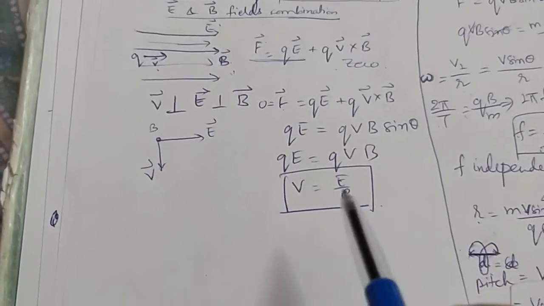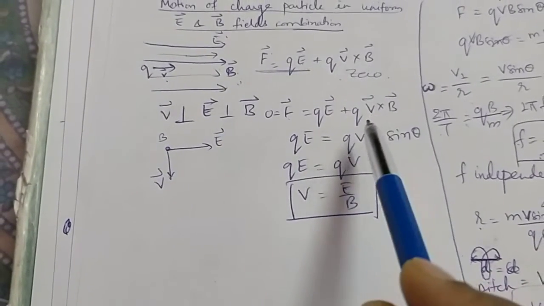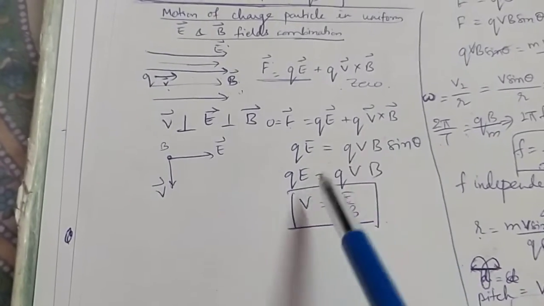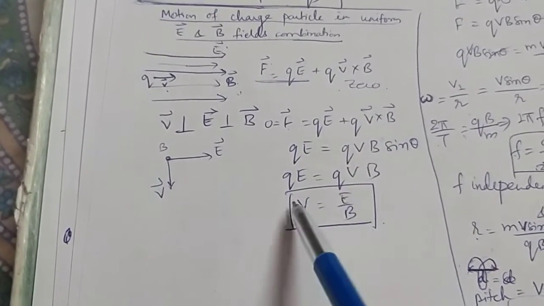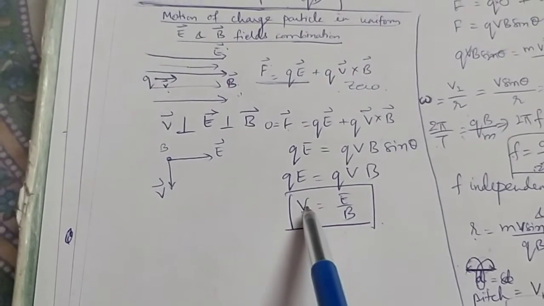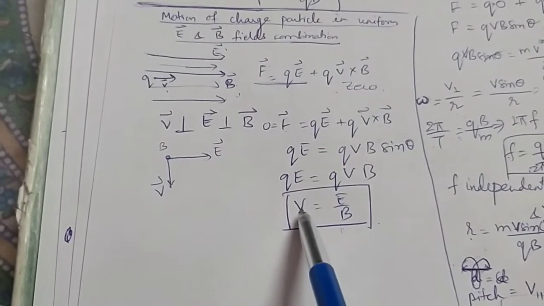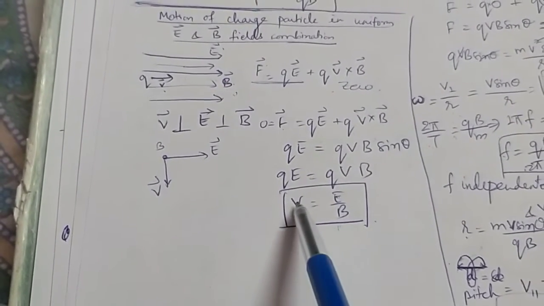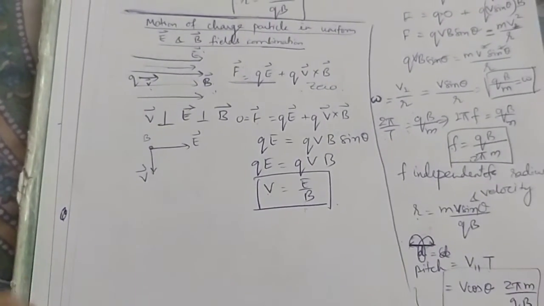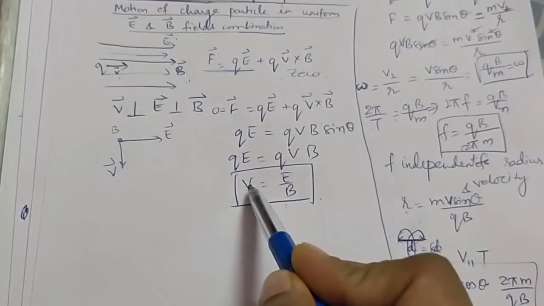So if you have the electric field and magnetic field and the velocity of the charged particle in such a way that these two are equal and opposite to each other, and the ratio E by B is the velocity V, then all the charged particles having this velocity will move with zero force. I mean, their velocity will remain same, speed will remain same, kinetic energy will remain same, momentum will remain same.